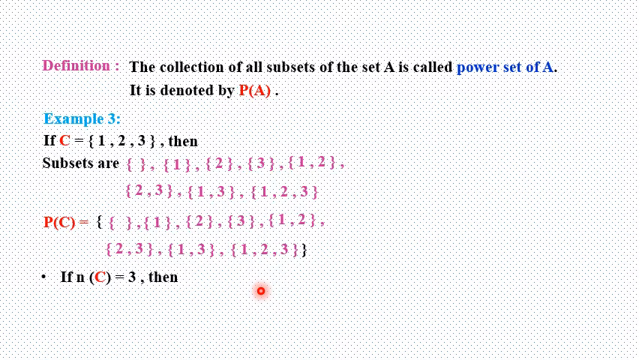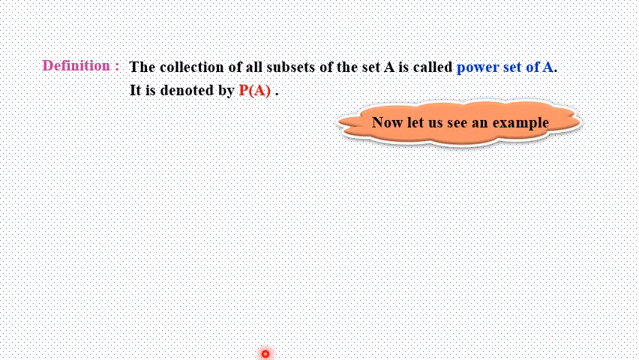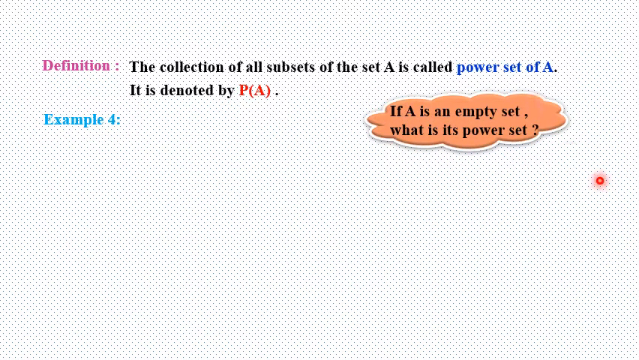Now the number of elements in C is 3. Here the given set C has 3 elements. What is the number of elements in the power set? They are 8. How can we write 8? It is 2 raised to 3. So that is 2 power the number of elements in the given set. It is always correct. Now let us see an example.